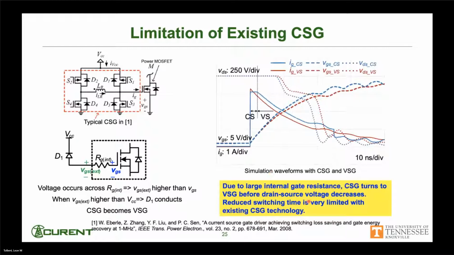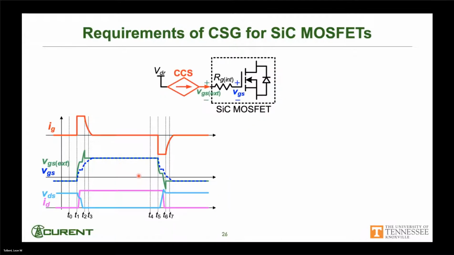So that large internal gate resistance means our current source gate drive doesn't really act like a current source for very long. It ends up becoming more like a voltage source gate drive pretty quickly. And so our switching time doesn't reduce as much as we'd hope. That's really what ends up happening with this existing current source gate drive.